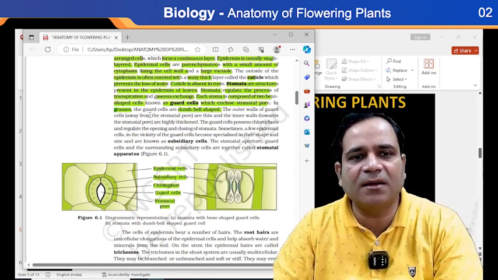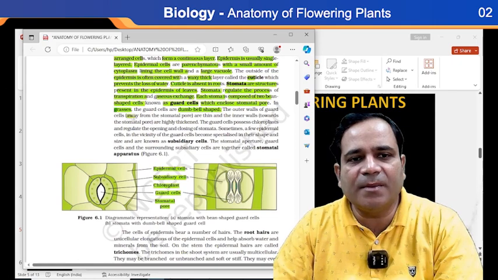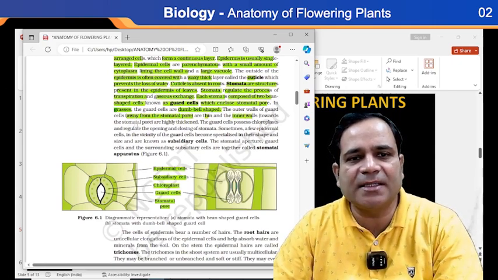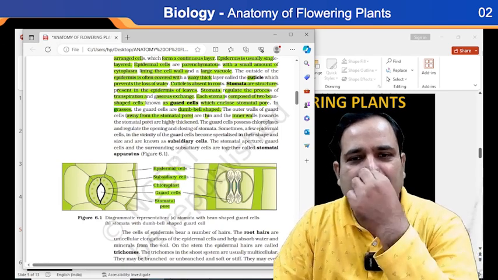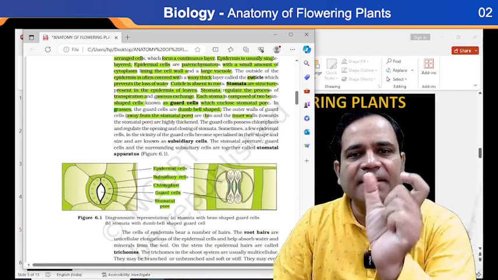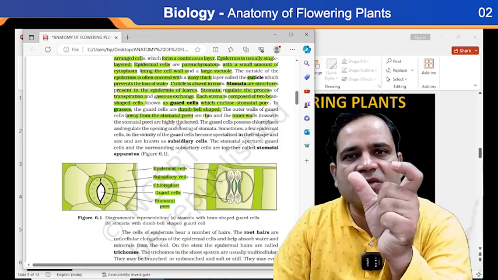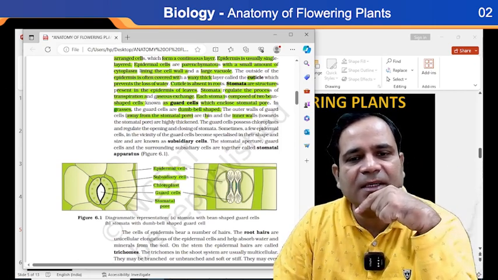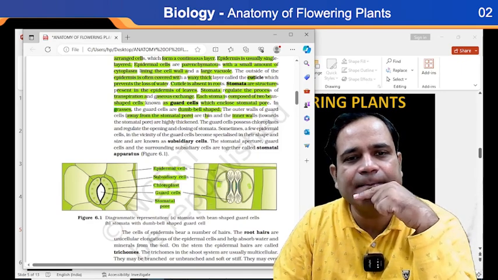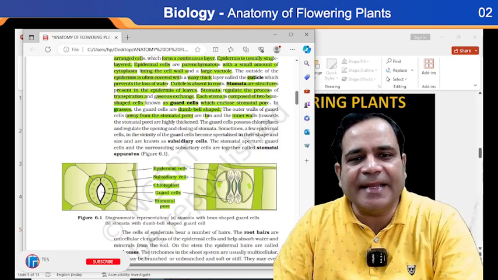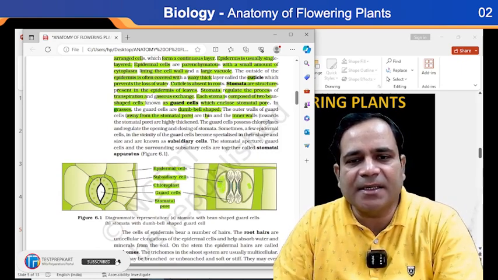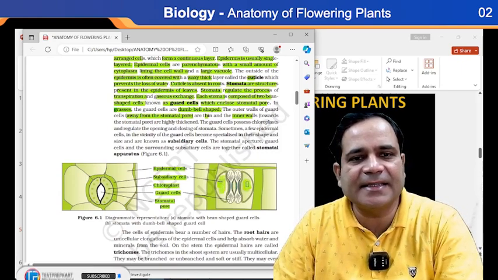See, outer wall of the guard cell away from. You know the meaning of away? दूर जाना stomatal pore से है. और कैसा होता है? Thin, and the inner wall towards the stomatal pore. Clear? So the outer wall of the guard cell is away from the stomatal pore, and highly thickened. This wall is highly thickened. Yes, sir. Definitely.